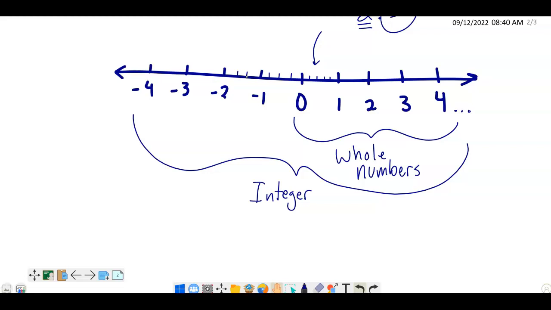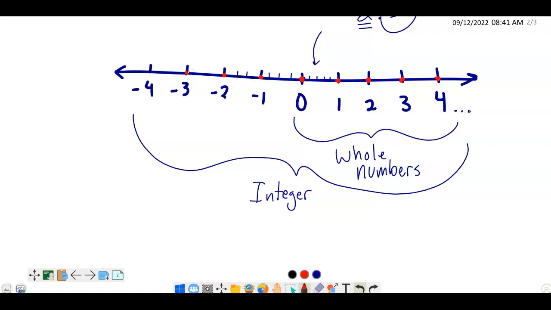Everything on this number line, anything you can plot on this number line, is a rational number. 0, can you plot a 0 on a number line? Yeah, it's right there. So that's a rational number. 2 is a rational number. All of our integers are rational numbers, whether they're positive or negative.